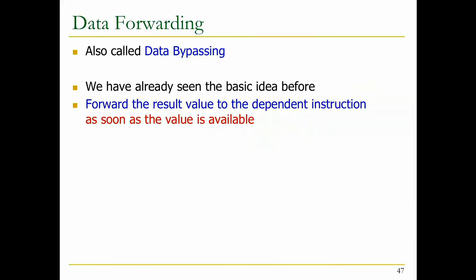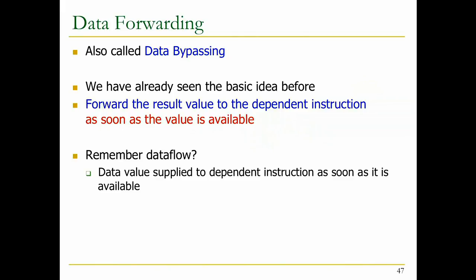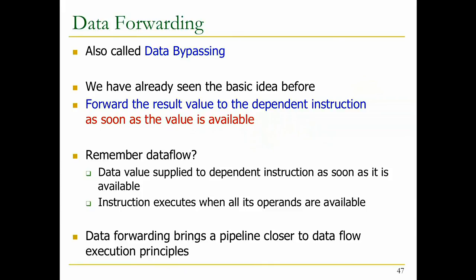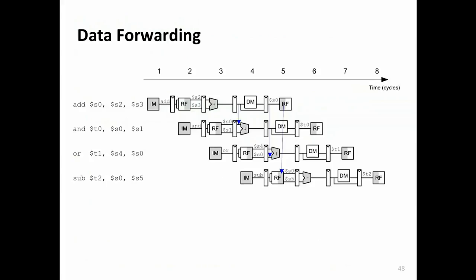And the basic idea we've seen in data flow: forward the value to the dependent instruction as soon as the value is available. Basically, in data flow, a data value is supplied to the dependent instruction as soon as it's available. An instruction executes when all of its operands are available. So data forwarding brings a pipeline closer to data flow execution principles, but just by this much, perhaps. So this is the concept of data forwarding, let me illustrate a little bit more.